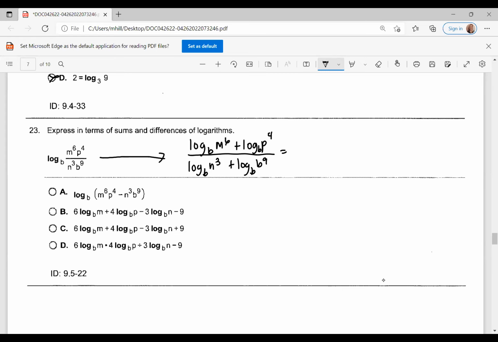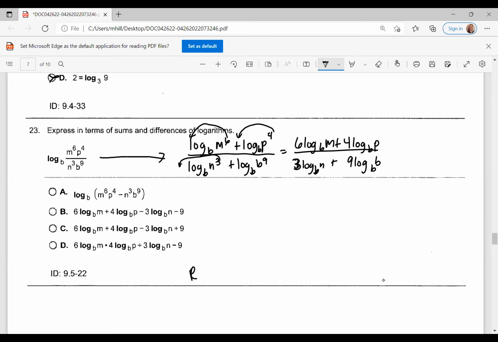We also know that we can bring down our exponents in the front and say 6 times the log base b of m plus, bring this exponent down front, so plus 4 log base b of p, over 3 log base b of n plus 9 log base b of b.